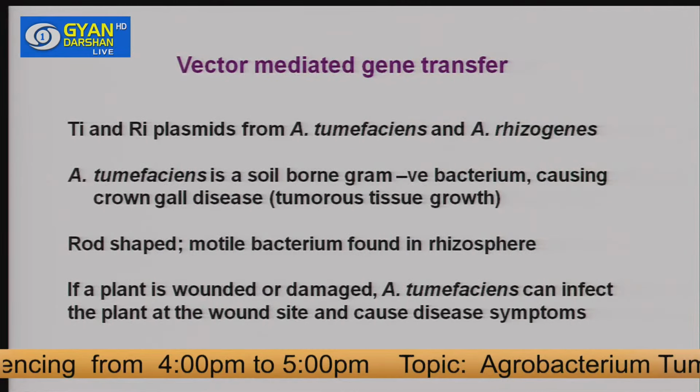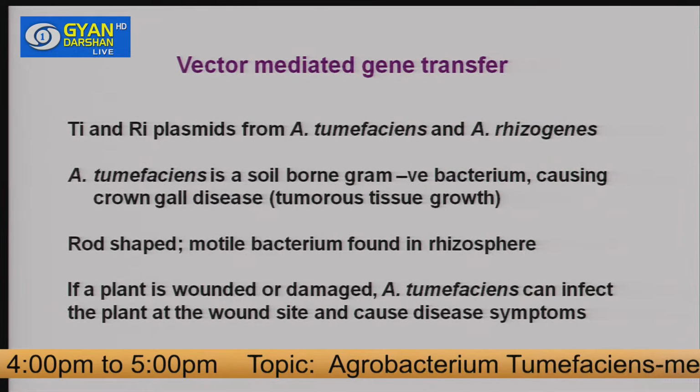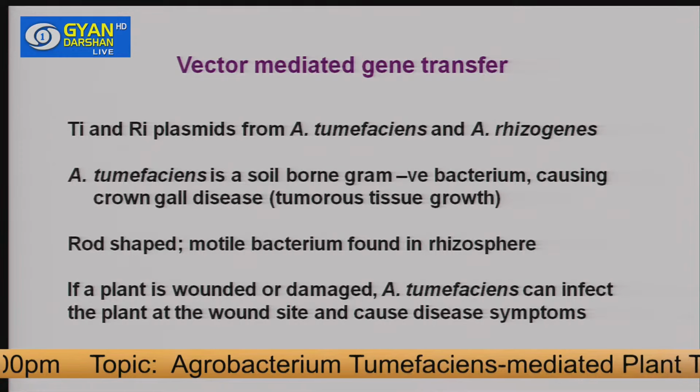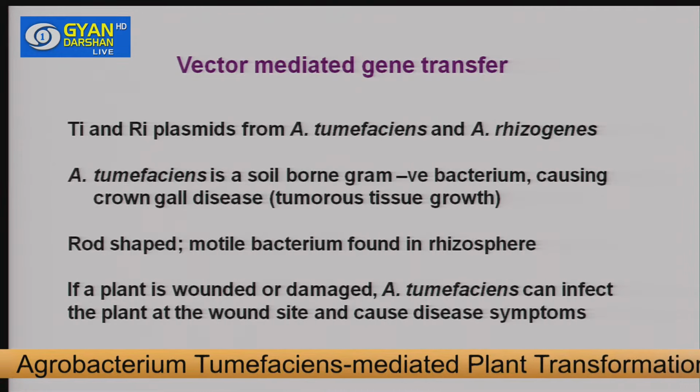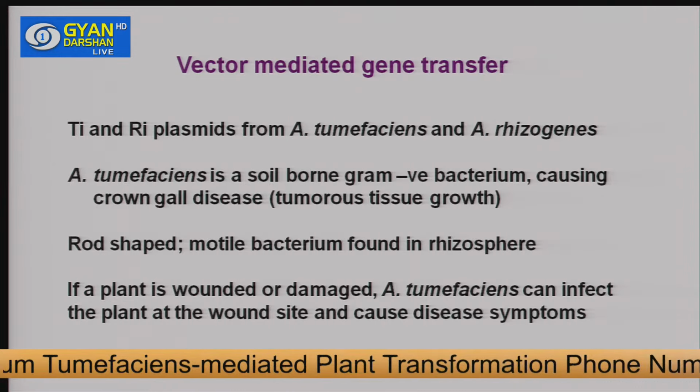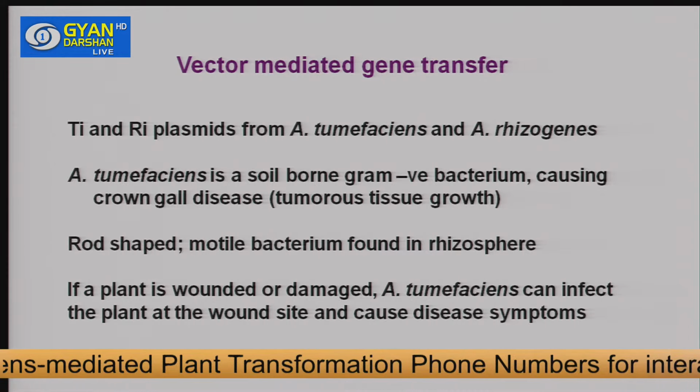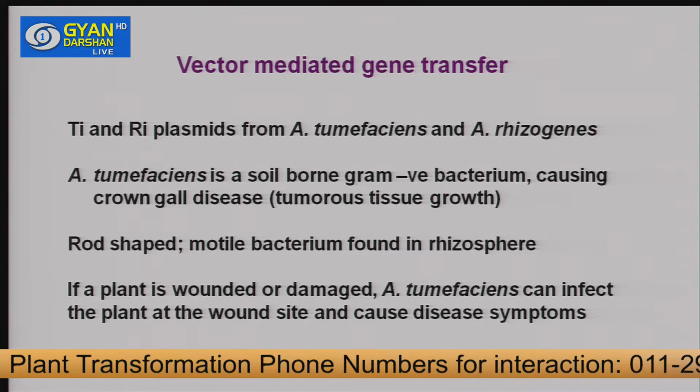Now in this context, I would like to mention that in addition to Agrobacterium tumefaciens, you have another species of Agrobacterium called Agrobacterium rhizogenes, which causes root mat disease, or hairy root disease, where there is a huge proliferation of root growth and abnormal root formation. So we will not go into details of Agrobacterium rhizogenes today.